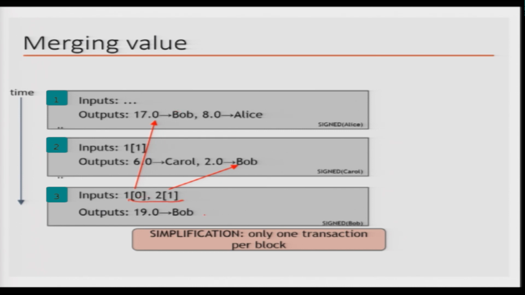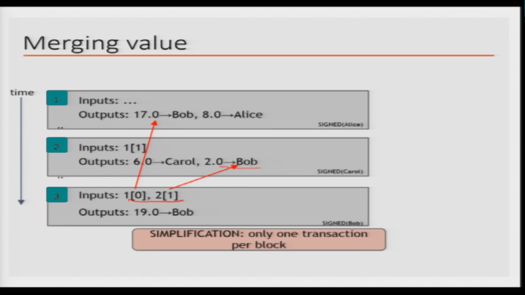So, you see that Bob can consolidate. Here Bob got 17 in this transaction and Bob got 2 in this transaction. So, he should ideally have 19. He actually can create that by putting in a transaction where he refers to transaction number 1 output 0 and transaction number 2 output 1, and then he says give 19 to me.